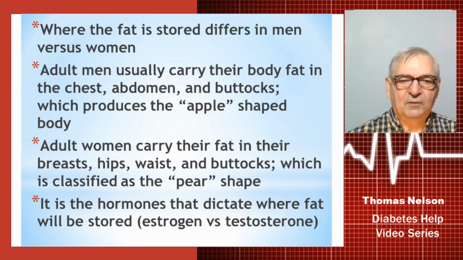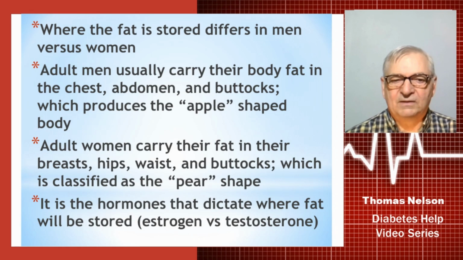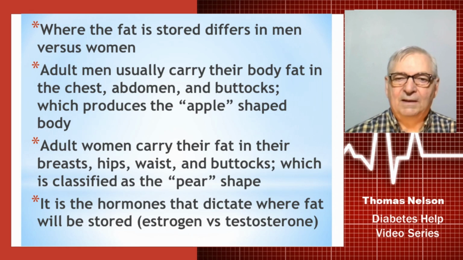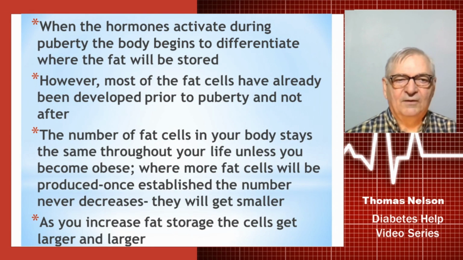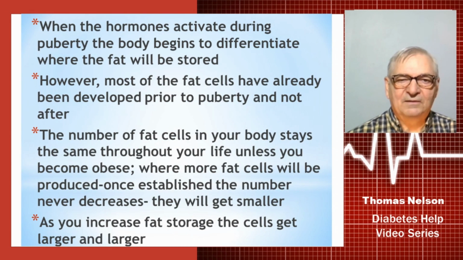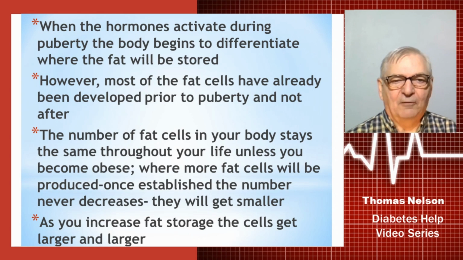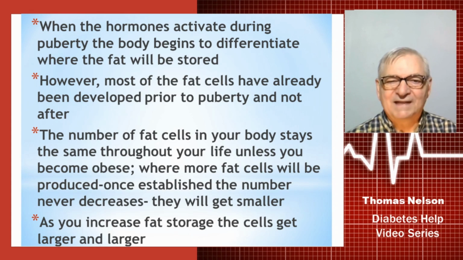It is the hormones that dictate where fat is going to be stored, estrogen in women and testosterone in men, or in both. So when the hormones activate during puberty, the body begins to differentiate where that fat is going to be stored. However, most of the fat cells have already been developed prior to puberty and not after. The number of fat cells in your body stays the same throughout your entire life, unless you become obese.